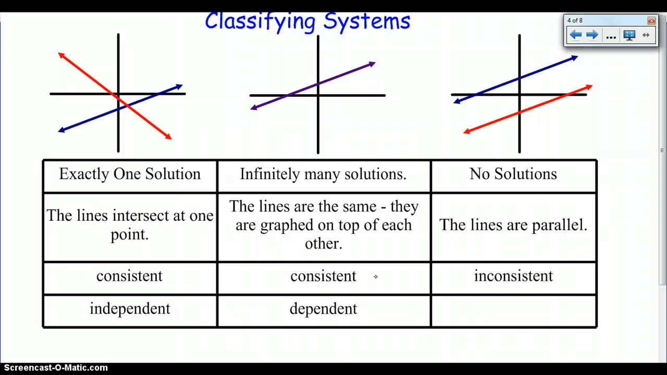The final scenario we run into is when we have parallel lines, as you can see here. There's no solution to a system like this because the lines never will intersect. So we would say that the system is inconsistent.